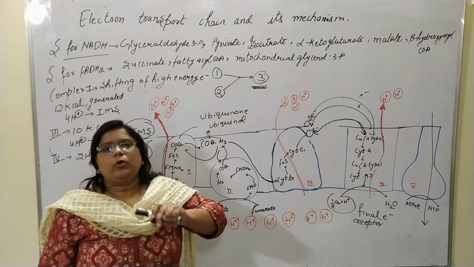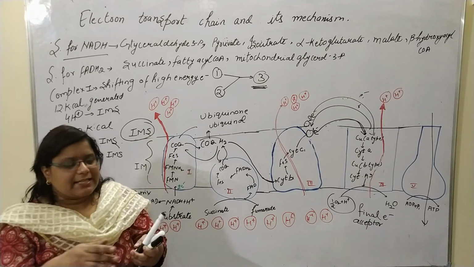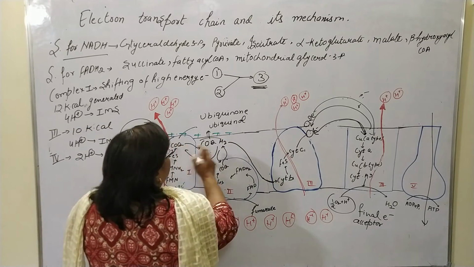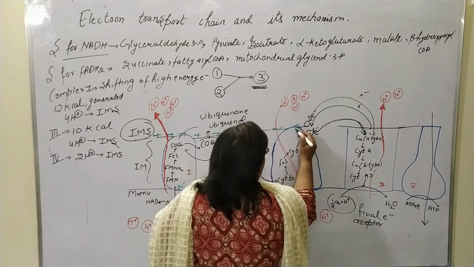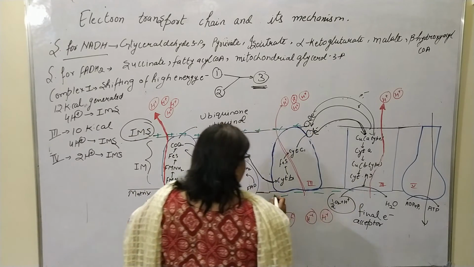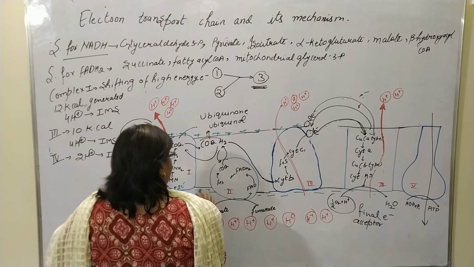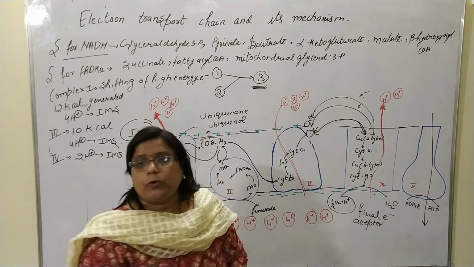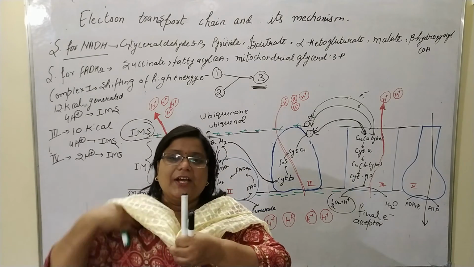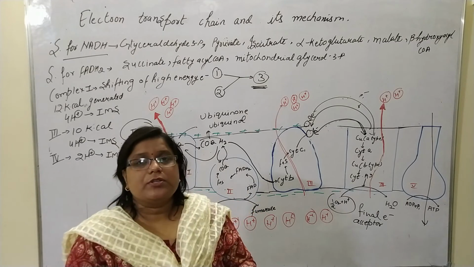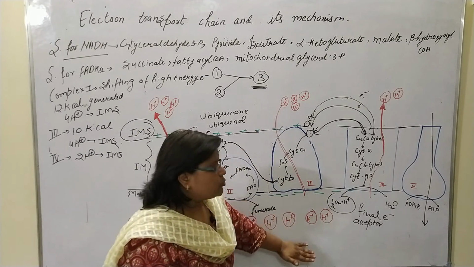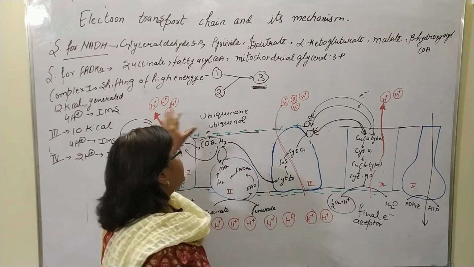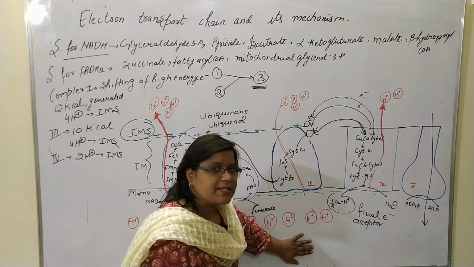By throwing these 4, 4 and 2 protons, a proton gradient is created. What is the proton gradient? The intermembrane space becomes more positive and the matrix side becomes less positive, meaning it becomes negative. This forms a proton gradient. These protons have to be pumped back into the matrix because otherwise it will create an imbalance.